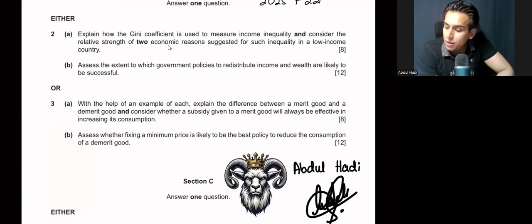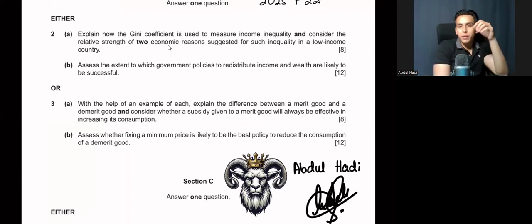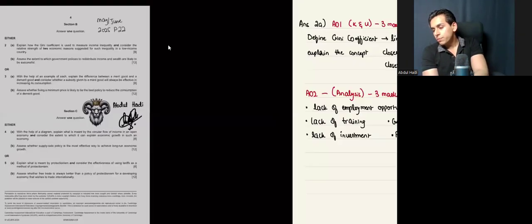Assess the extent to which government policies to redistribute income and wealth are likely to be successful. Now you have learned that there are different government policies that you can use to solve the problem of income inequality, like increasing direct taxes or providing subsidies or transfer payment to people like that.